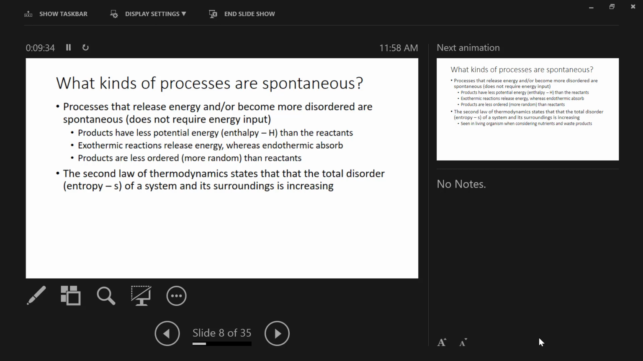Because as you grow and develop, you are becoming more ordered. As you build complex organic molecules, you are becoming more ordered. And so you really only see this when you consider everything going on about an organism, when you consider all of the nutrients coming in and all of the waste going out, when you look at an organism holistically.